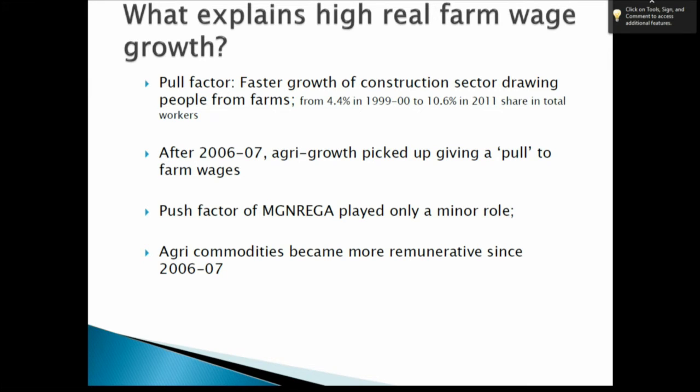Now, what explained these high farm wages? There are two, three things which are really important and need mention here, and I want to quote Dr. Gulati's CACP paper, where he has econometrically tested, for the years 1995 to 2012-13, what the factors were driving the farm wage growth rate. The first and biggest reason he found was the growth in the construction sector, which pulled out these agricultural laborers, shrinking the supply of agricultural laborers and thus pushing up the wage rate.